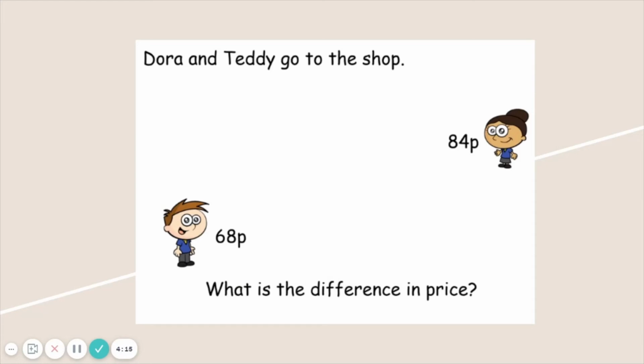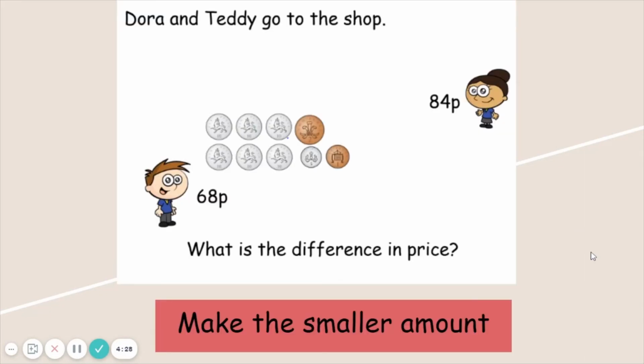Okay, let's look at one more altogether. So Dora and Teddy, they're off to the shop again. They've got a bit more money this time. Teddy's got 68p and Dora has 84p. And let's think about what we just did with the coins and base 10. So the first step is always to make the smallest amount. And Teddy has the smallest amount. We can see that from their tens. He has less tens.